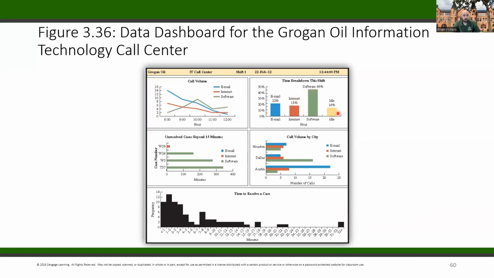Email, internet, software, idle time, 4 different colors, okay? Houston, Dallas, and Austin, we look at email, internet, software by city. So we use the same colors we used here. Be consistent: email, internet, software, being consistent with those colors all the way throughout. Time to resolve a case: maybe this could be where we've got lighter colors when they are in this area, maybe a green, yellow, red situation, wherever the case is.